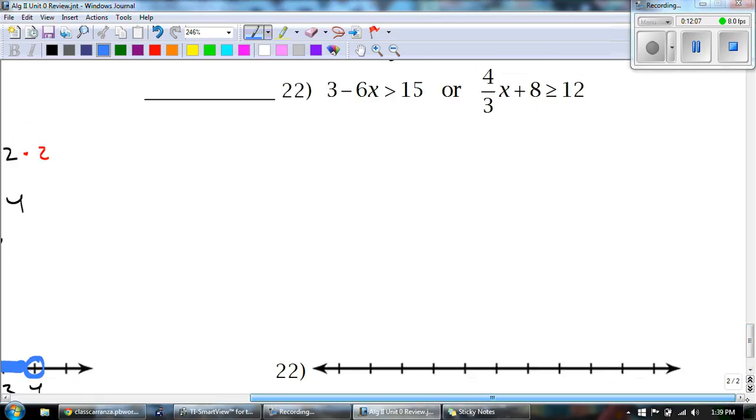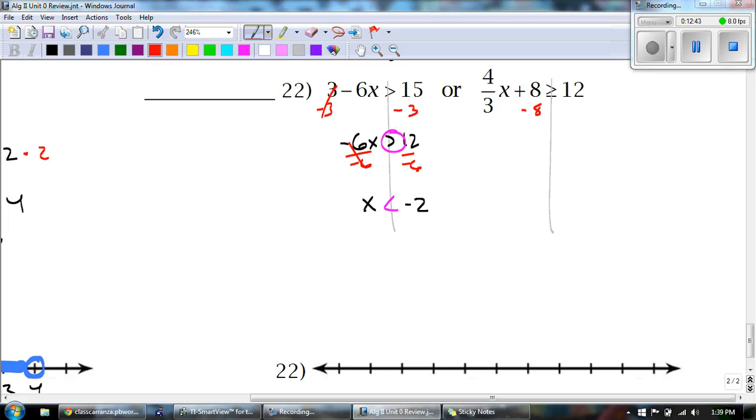Last one. Okay, remember, we're going to treat these like two separate inequalities. Okay, so I'm going to subtract the 3. I have 6x is greater than 15 minus 3 is 12. To get the x by itself, I need to divide by a, that's right, I have to divide by a negative, so I have to flip the sign, and 12 divided by 6 is -2. Now on the right side, I have to subtract 8 from both sides.